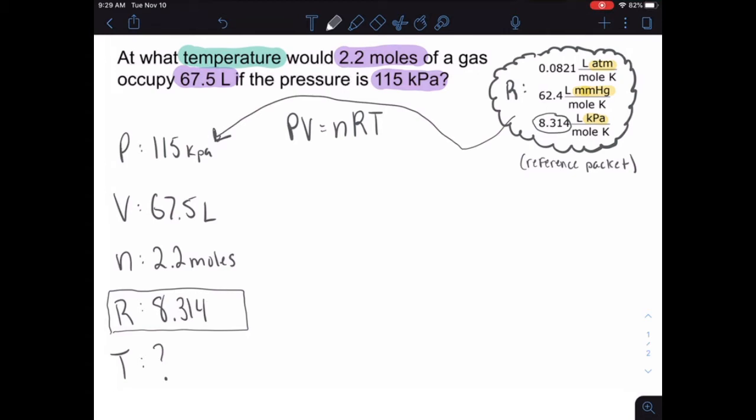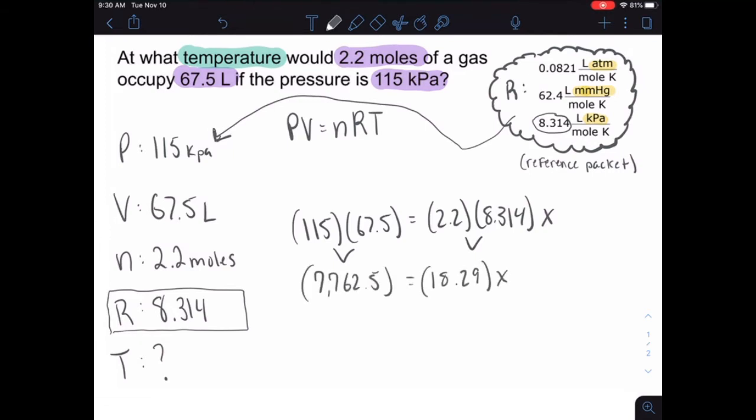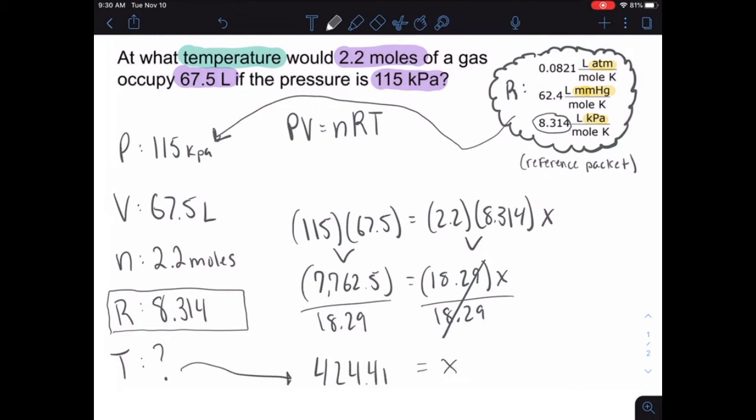So now all we have to do is substitute all those numbers into our equation. X is our temperature, and now let's simplify this a little bit by multiplying those numbers. And now to get X by itself, we're going to divide both sides by that 18.29. And we get an answer of 424.4. Since we're solving for temperature, that's going to be Kelvin.